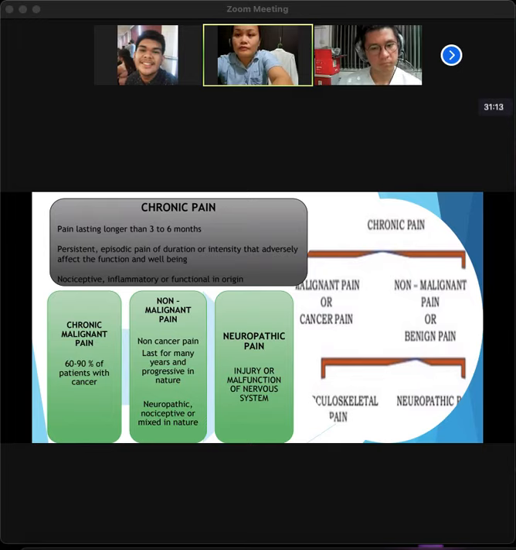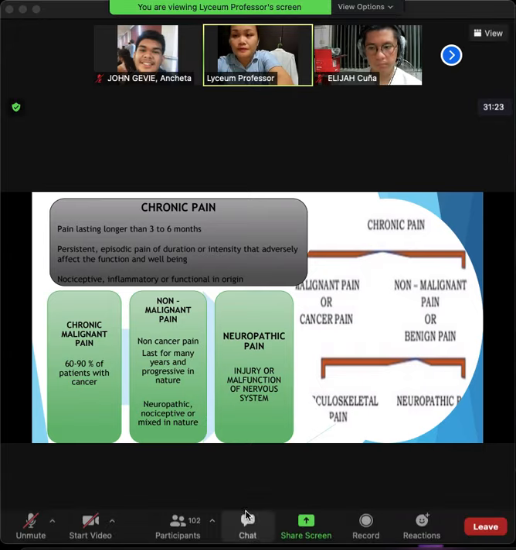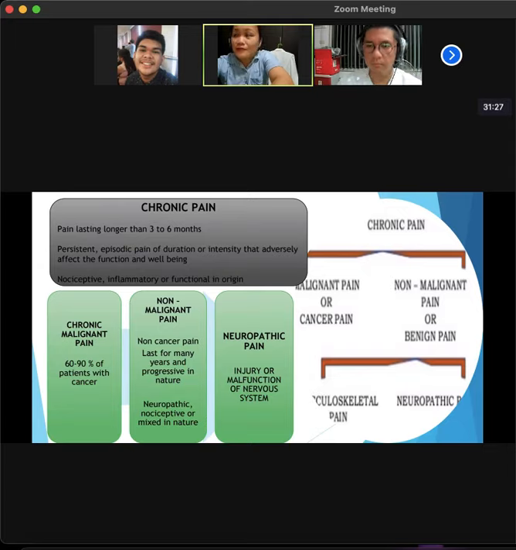Ano? Can you give non-malignant pain, which is chronic pain? For patients who have DM, sometimes they have sciatic nerve injury. Then, that's non-malignant pain. But then, pwede din siyang pumasok sa neuropathic pain.